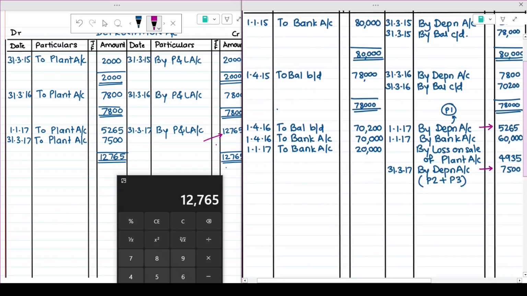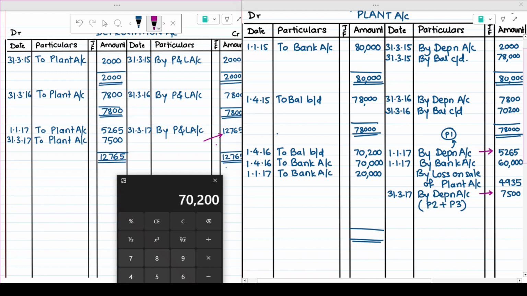Now let's close the plant account. 70,200 plus 70,000 plus 20,000, 1,60,200. 1,60,200 minus 5265 minus 60,000 minus 4935 minus 7500, that is 82,500. 31,370 by balance goes down, and this amount we will carry forward in next year on 1st April 17 to balance brought down.